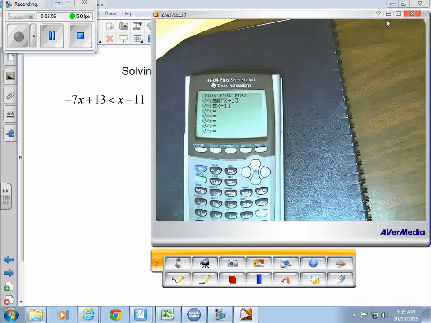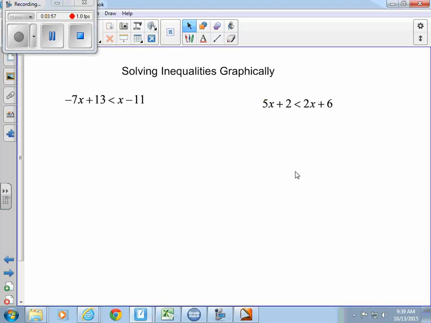Okay, if you will, try the next one. We are not going to solve it algebraically at all. I just want you to solve it graphically. So try the next one graphically.